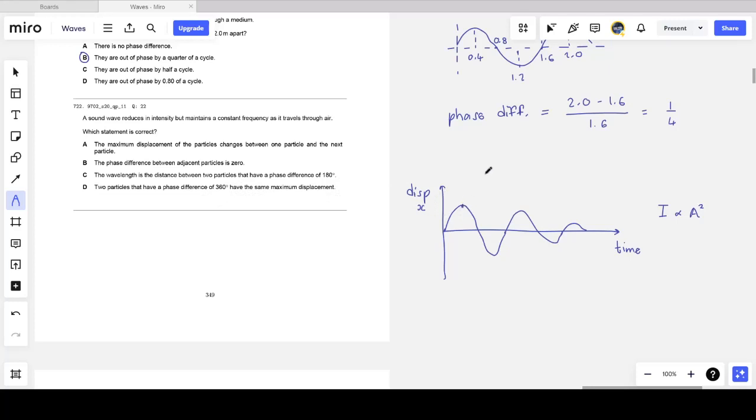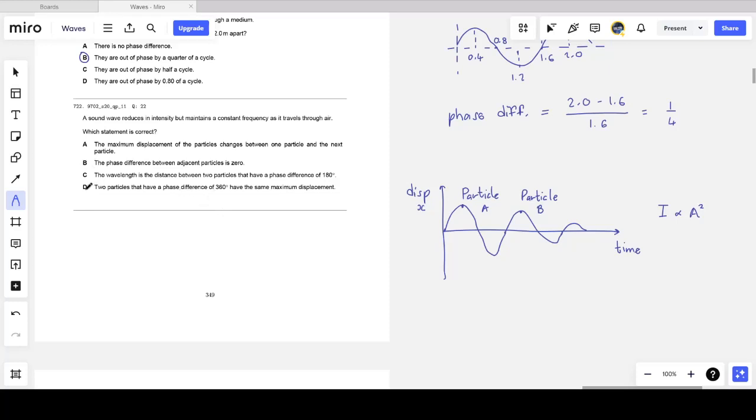Well, here's a particle at this point in time. I'll call it particle A on the wave. It has a much higher amplitude than a particle that is in phase with it, but some distance along from it. So particle B has a much lower amplitude, so its displacement is less. So immediately we can see that the correct answer is A.